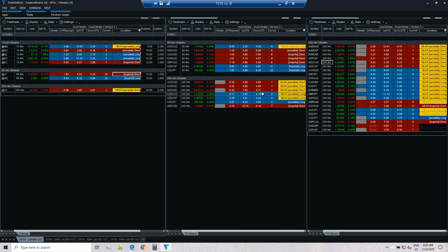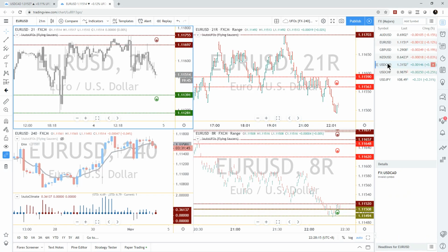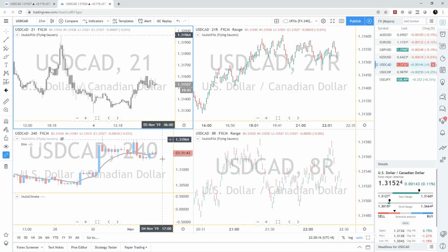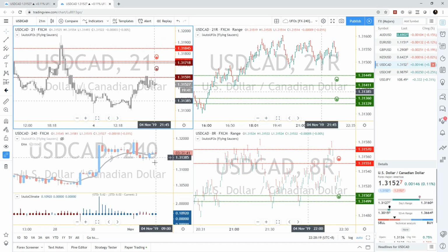So US dollar CAD is now giving us an opportunity as well. 4-hour time frame setup, 2 candles out of 4. So that's a valid one. Let's go ahead and look at the US dollar CAD. The Canadian dollar does have a defined climate, 2 candles.